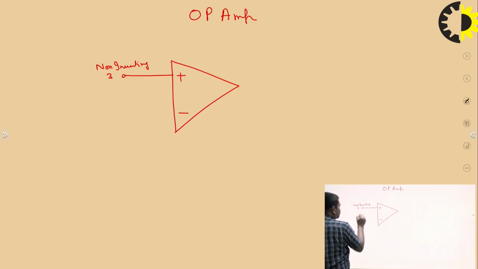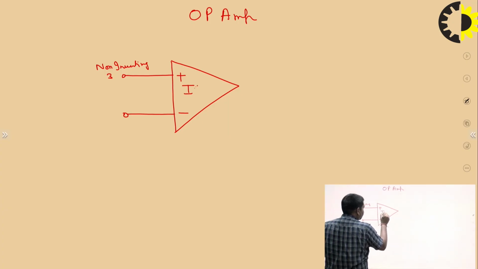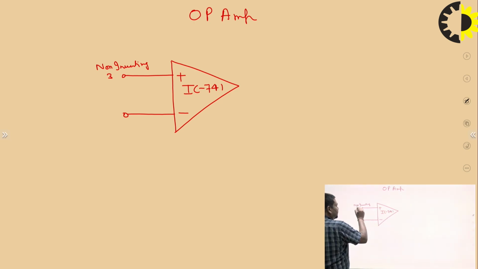This is pin number 3 in IC 741, the IC associated with the op-amp. This is the non-inverting terminal and this is the inverting terminal. Pin number 2 is associated with the inverting terminal.